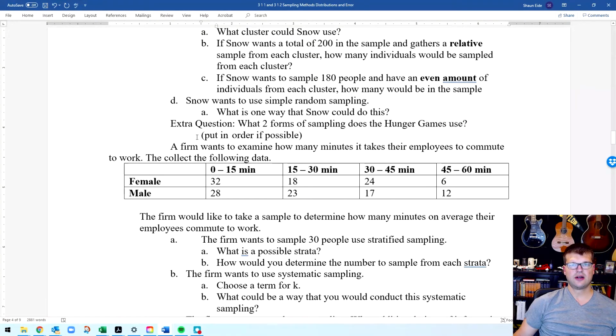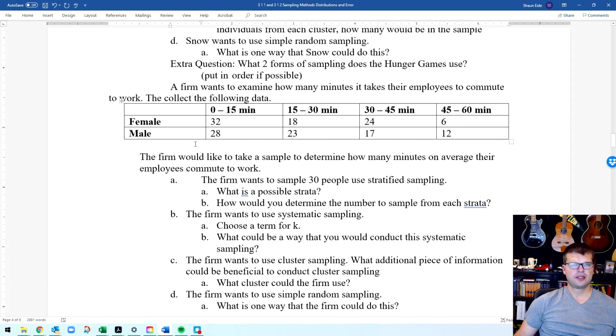And then this is just, hey, if you remember Hunger Games, what are two forms of sampling that Hunger Games uses? All right, so down here, a firm wants to examine how many minutes it takes their employee to commute to work. So you've got these right here, and I'm going to give you a little bit of hint. So first of all, the firm would like to take a sample to determine how many minutes on average their employees commute to work. The firm wants to sample 30 people, use stratified sampling.